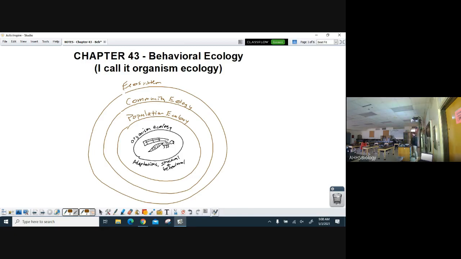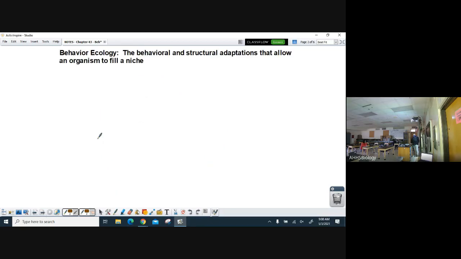And I definitely start here and work my way out, and then out, and then out, because I think it makes sense once you start thinking about it. Because the ecosystem ecology includes communities, which includes populations, which includes the organisms. So that's how ecology is kind of created and formed and taught. But if we talk about behavioral ecology, which I call organism ecology, that means the behavioral and structural adaptations that allow an organism to fill in its niche.